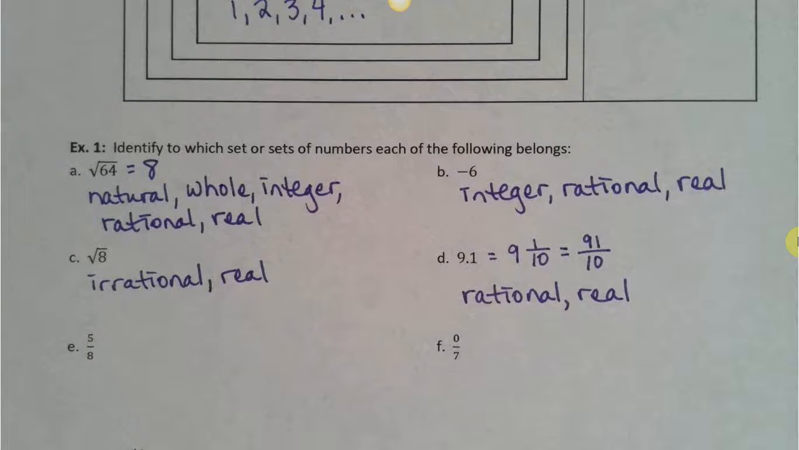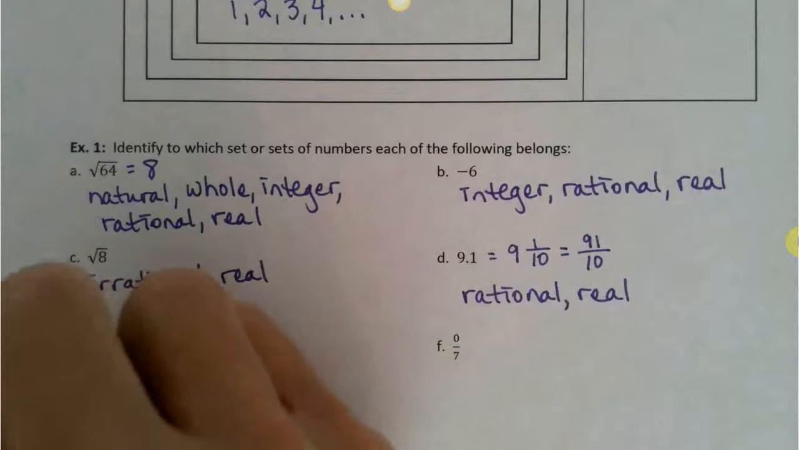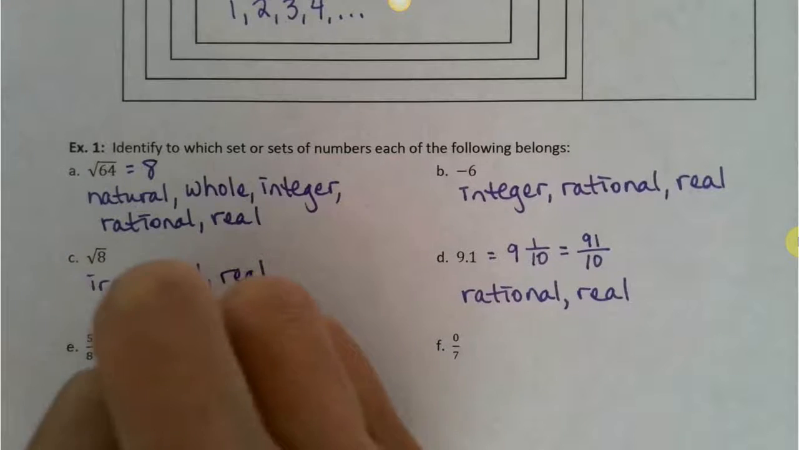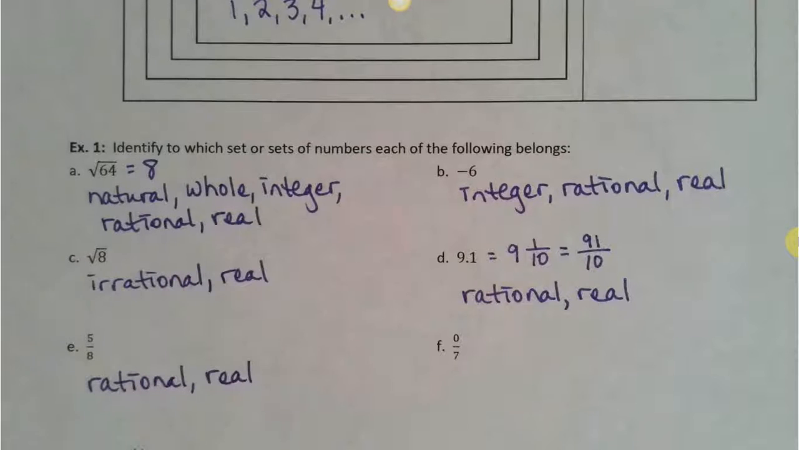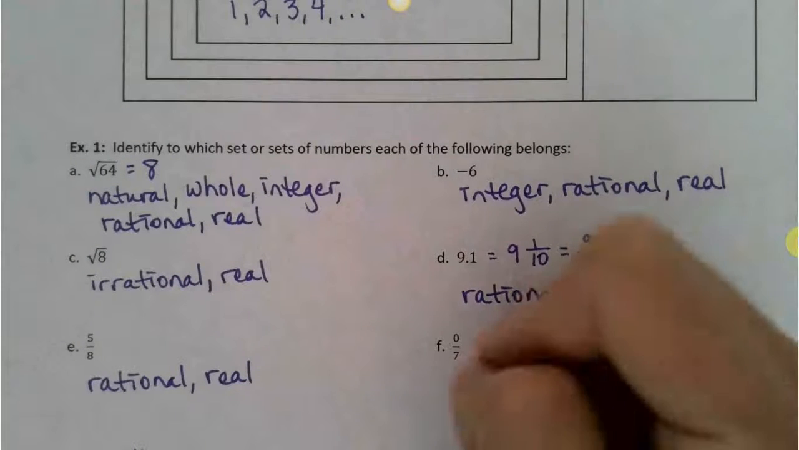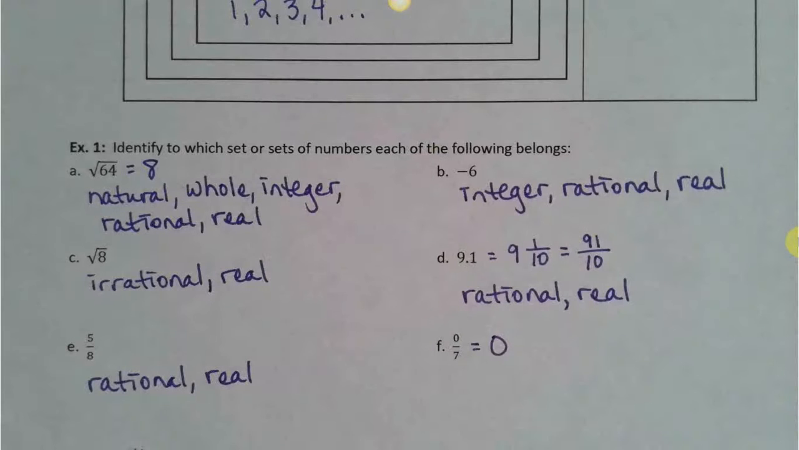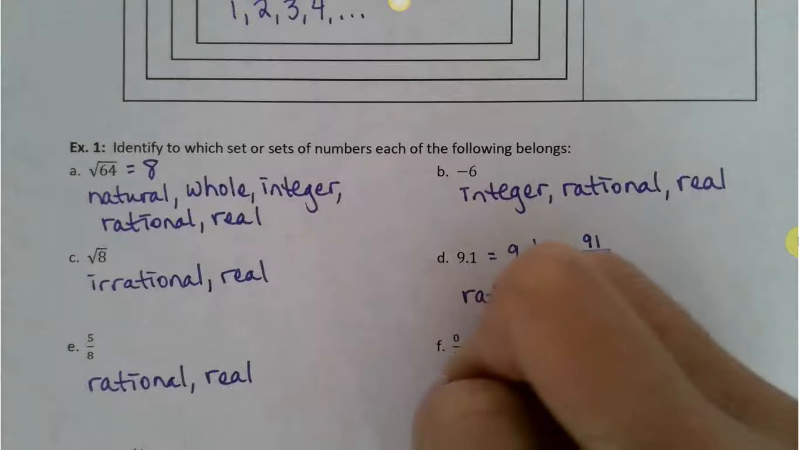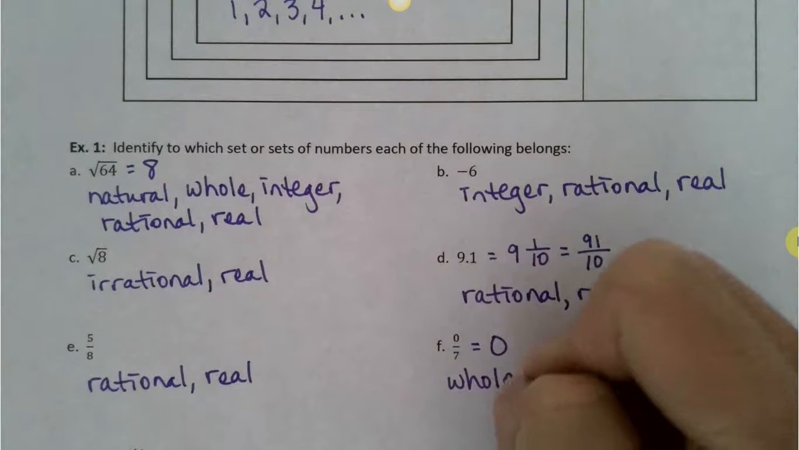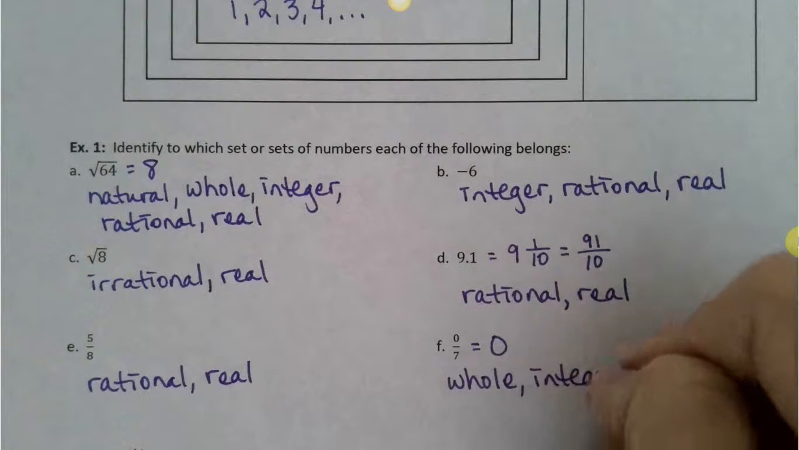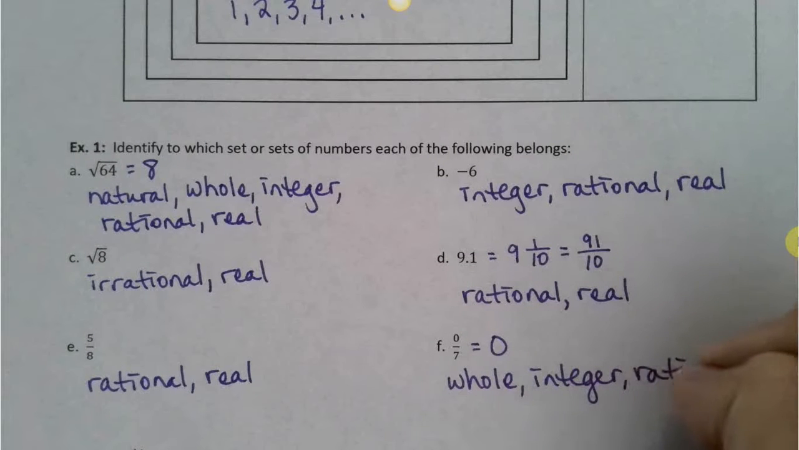5/8 is a little bit more obviously a fraction, which makes it a rational number and also a real number. And then 0 divided by 7 is the same as 0, which means that it is a whole number and also an integer, a rational number, and a real number.